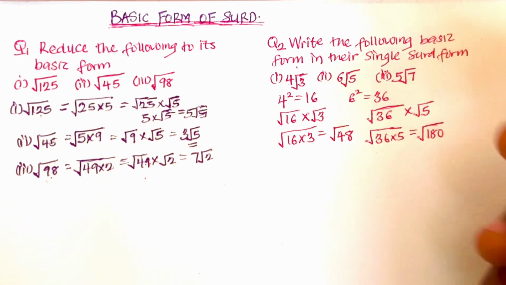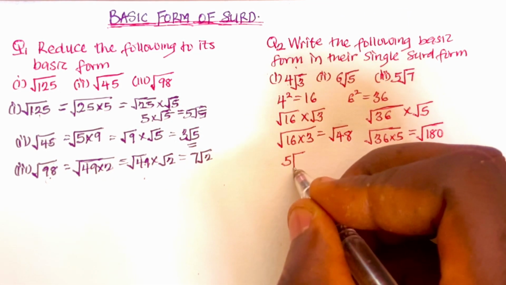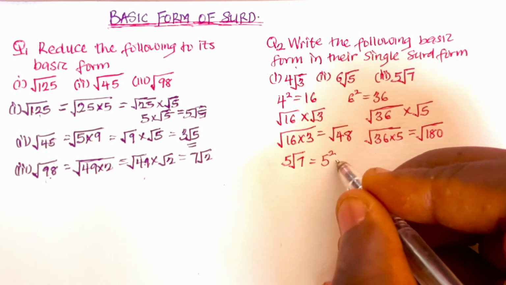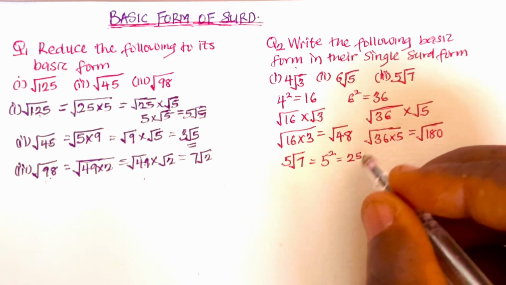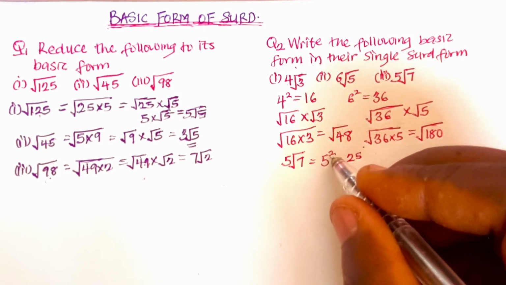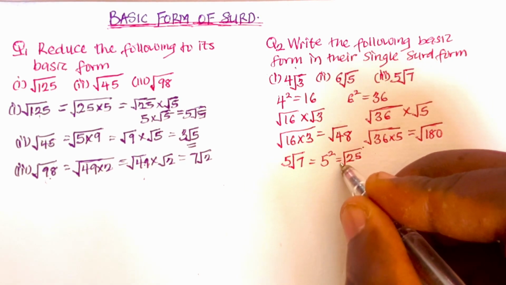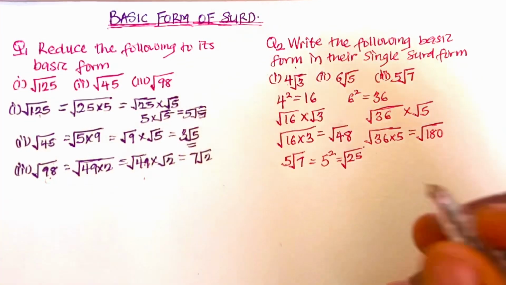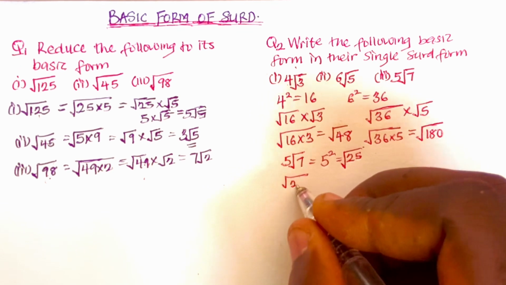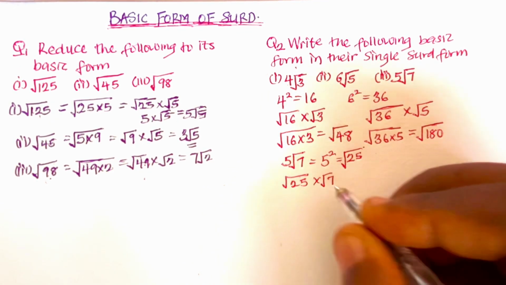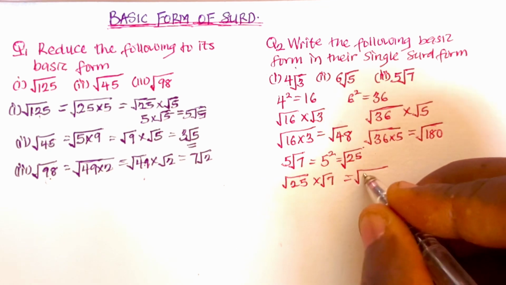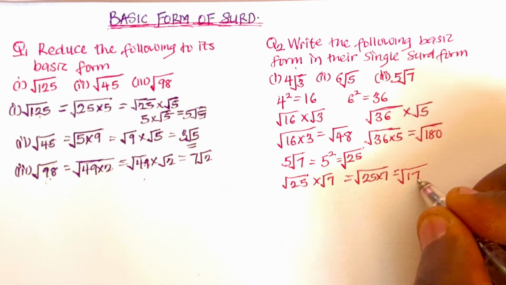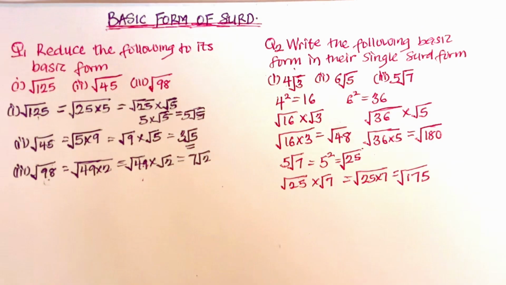It's very simple. Then the last one is 5 root 7. You first find your 5 squared. What is 5 squared? 5 squared is 25. That's the first thing. After locating 25, if 5 squared gives you 25, then root of 25 is 5, which is what I'm looking for. So I bring this as root of 25 multiplied by root of 7. Then here I will have root of 25 multiplied by 7, which is root of 175. Can you see it down? That's just it.